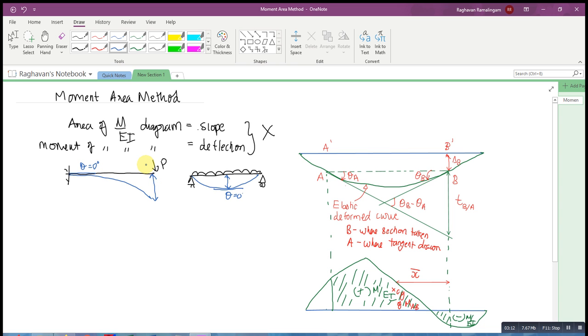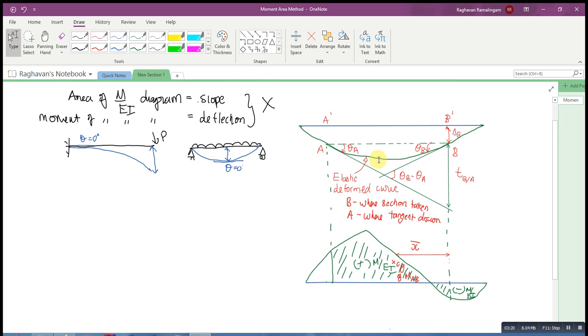However, if you have a very general case, for example a random beam with a random deflection, and you don't know where your theta is 0, and correspondingly you do not know where your maximum deflection is, then it's not viable to use this directly. You cannot directly say that the area of the M by EI diagram is the slope, or that the moment of that area is the deflection. That cannot actually be said.